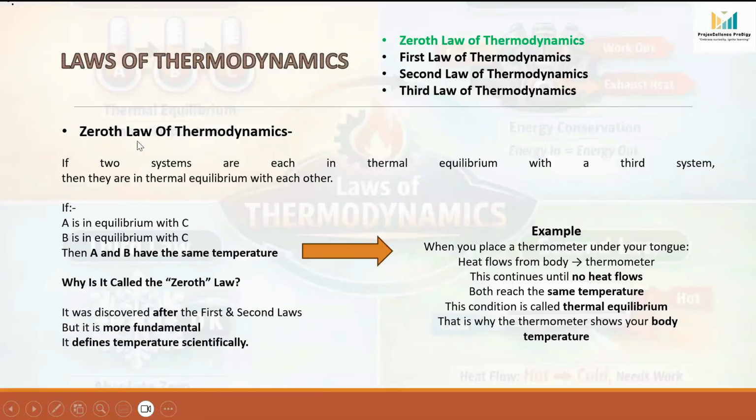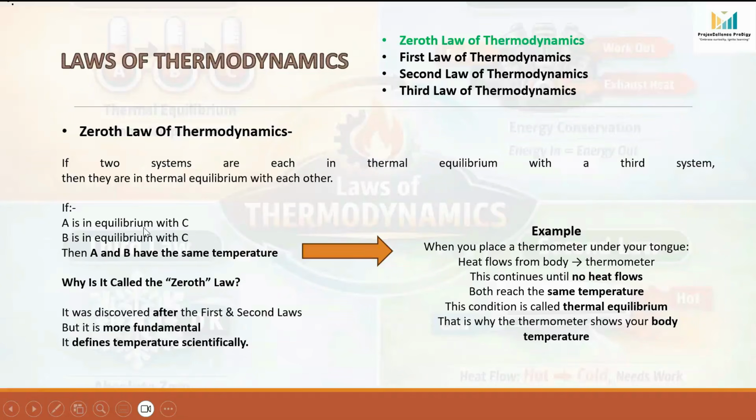So let's begin with the first foundation, the Zeroth law of thermodynamics. This states that if two systems are each in thermal equilibrium with a third system, then they are in thermal equilibrium with each other.